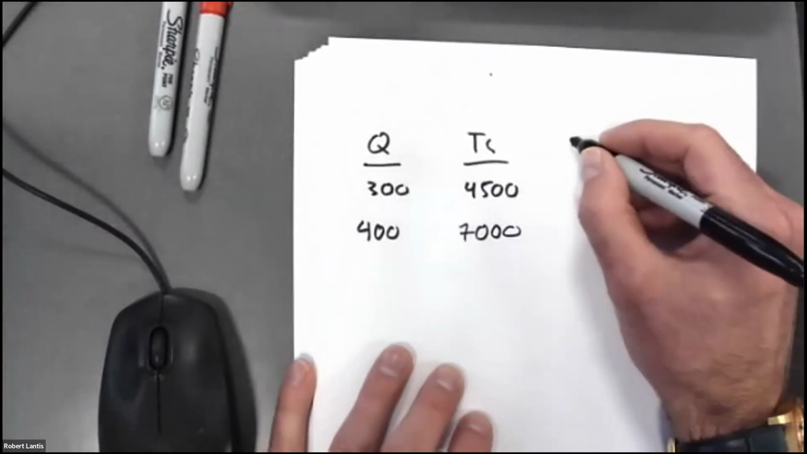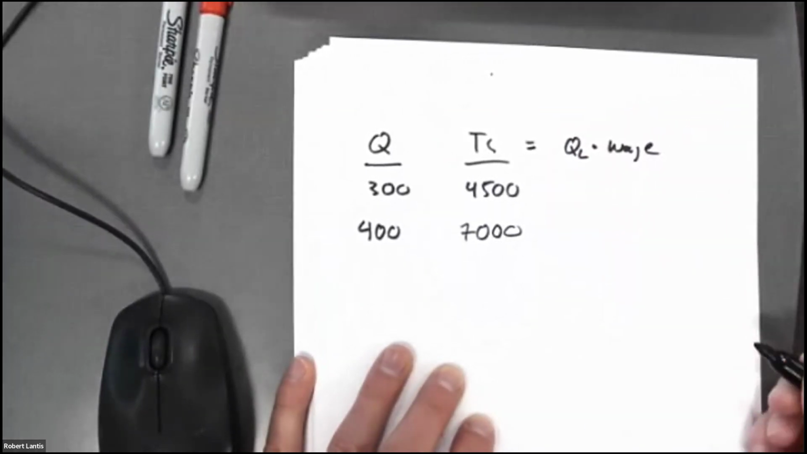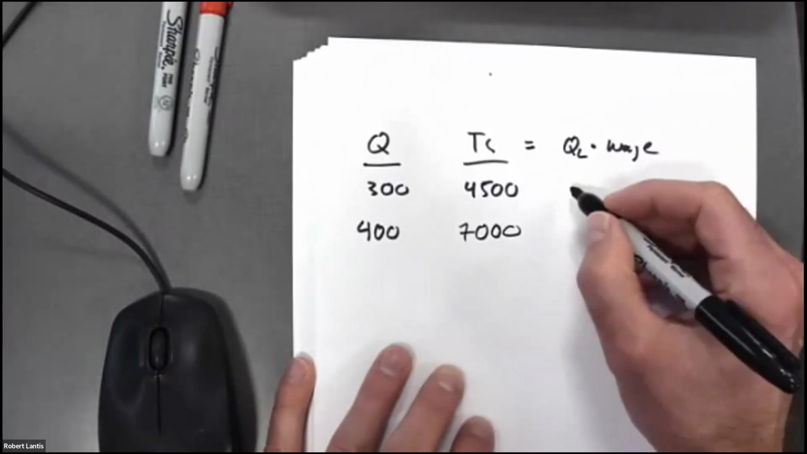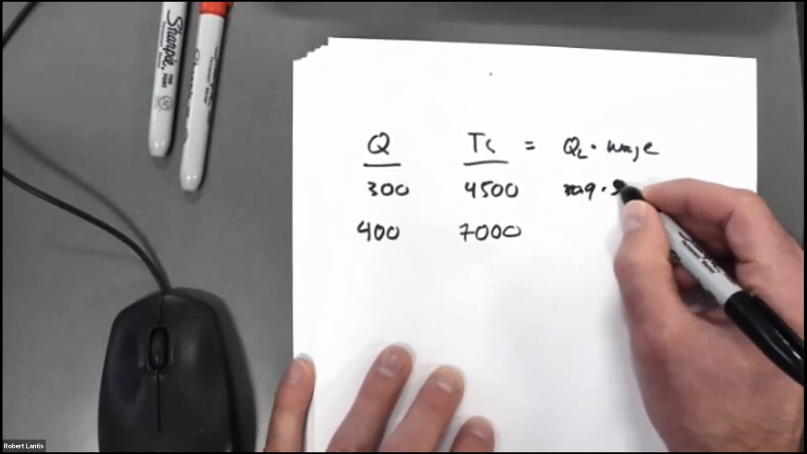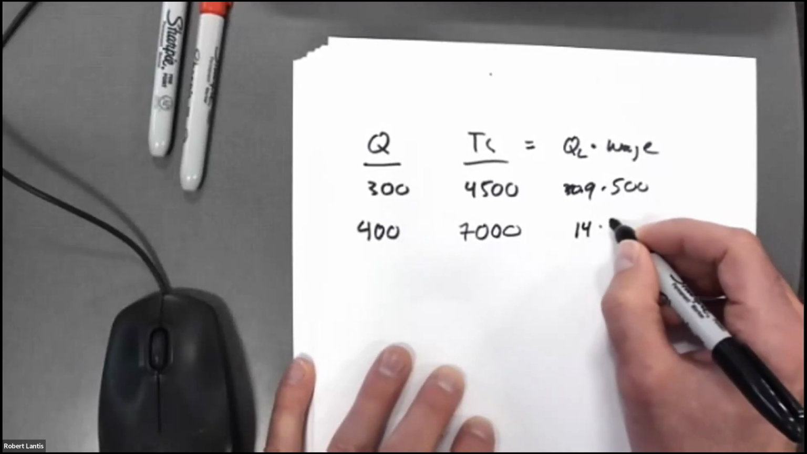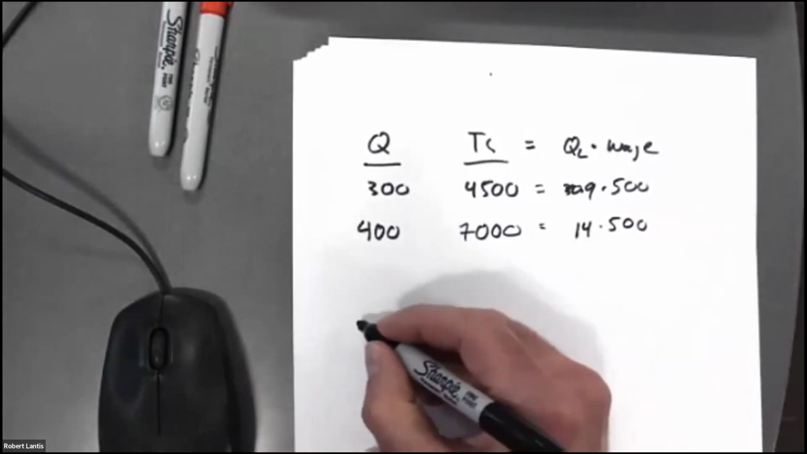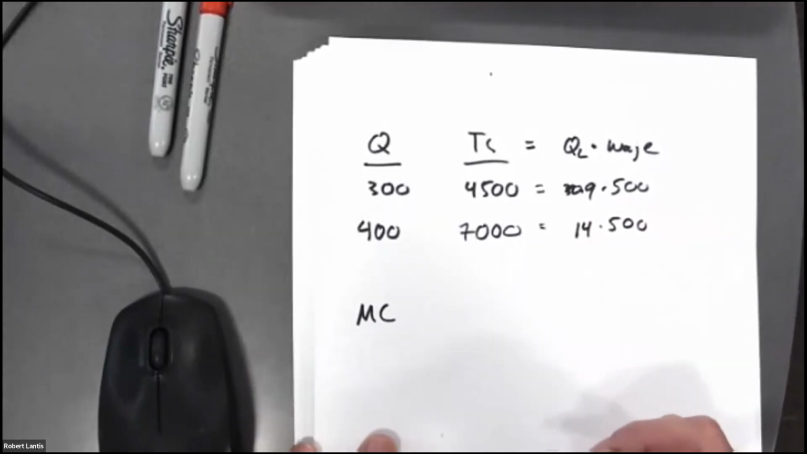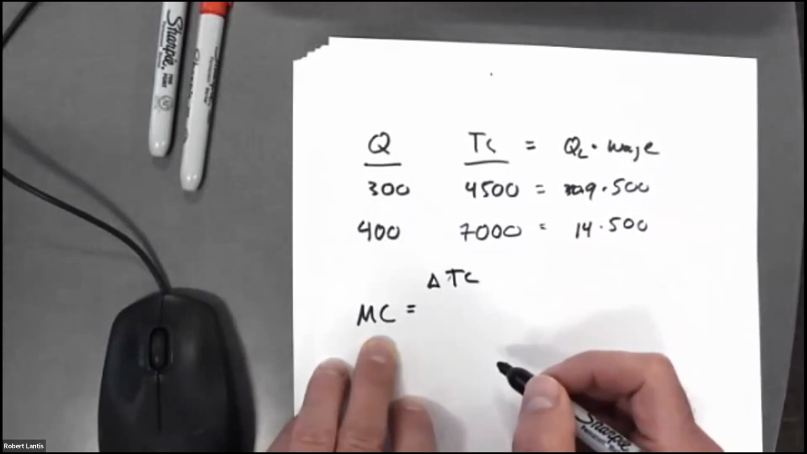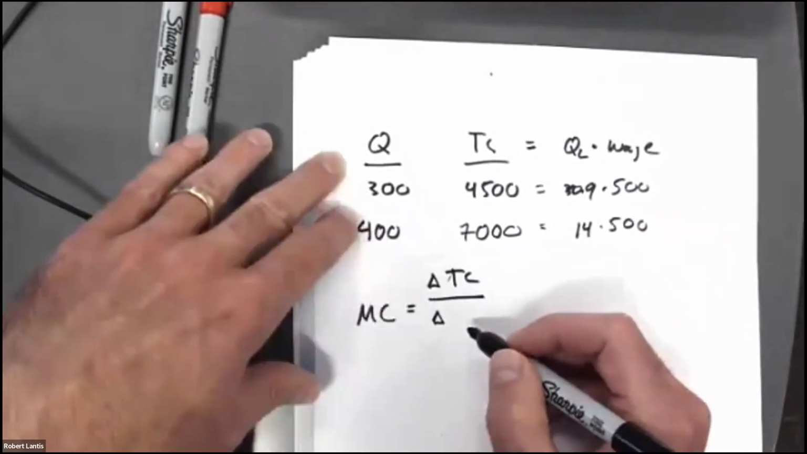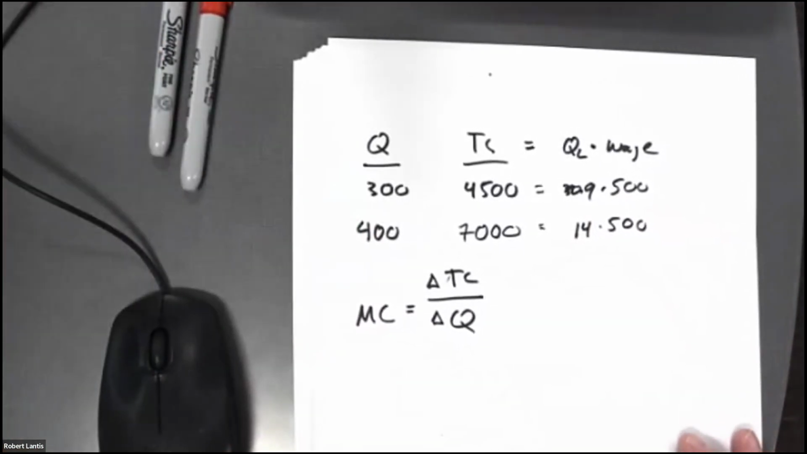So I can think about when I was moving between those two quantities, I was coming up with my total cost simply as the quantity of labor times whatever the wage I had to pay those workers was, right? So in this example, this was 9 workers times 500, and then 14 workers times 500. So if I wanted to calculate marginal costs, what is that? It's the change in my total costs coming from a change in how much I'm producing. Right? That's how we calculate marginal costs.